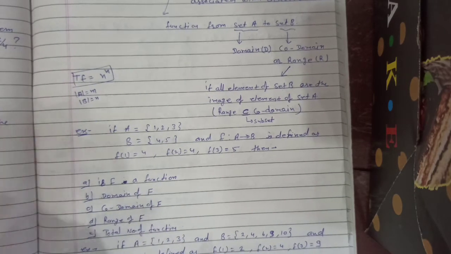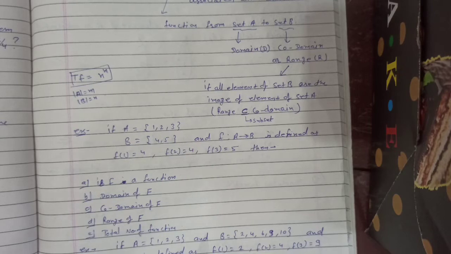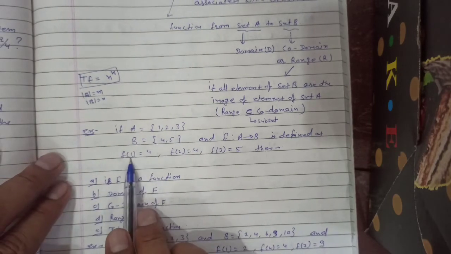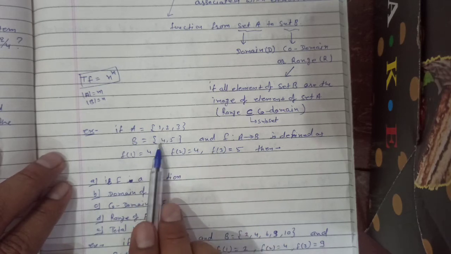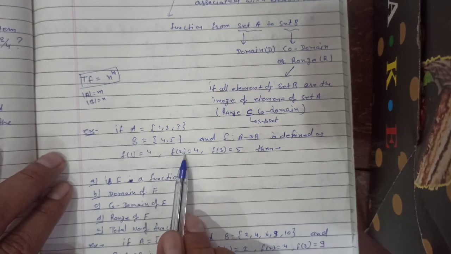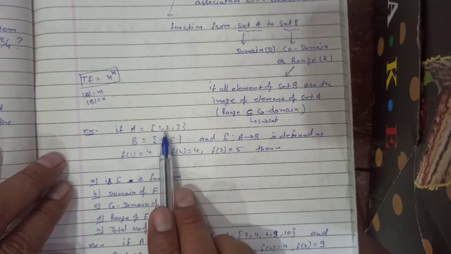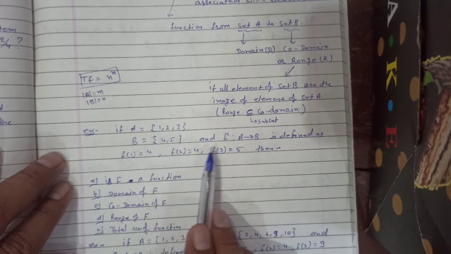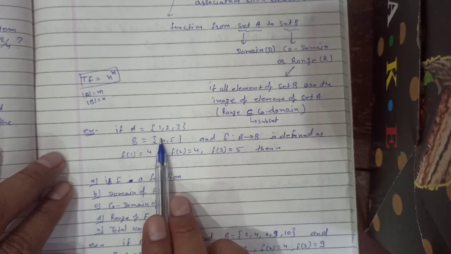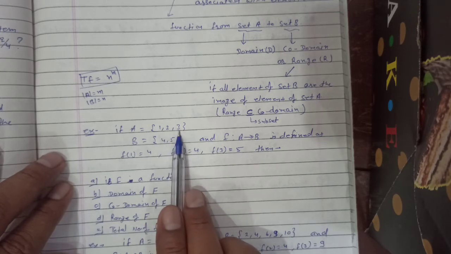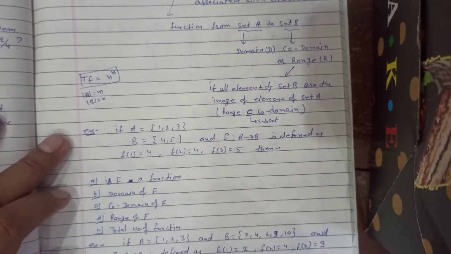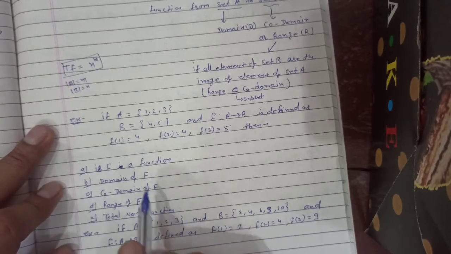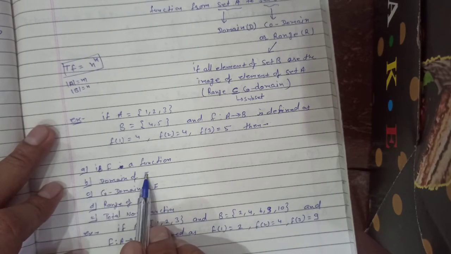Now we consider a function f from A to B defined as f(1) = 4. It means when we give the input 1 to this function, we get the output 4. f(2) = 4, again if we give the input 2 to the function, we get the output 4. Next, if we give the input 3, then we get the output 5. Then first we will check whether f is a function or not.